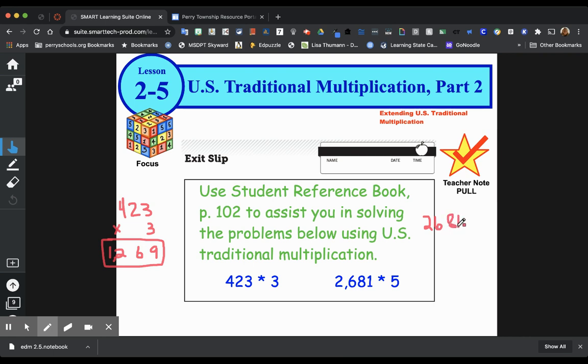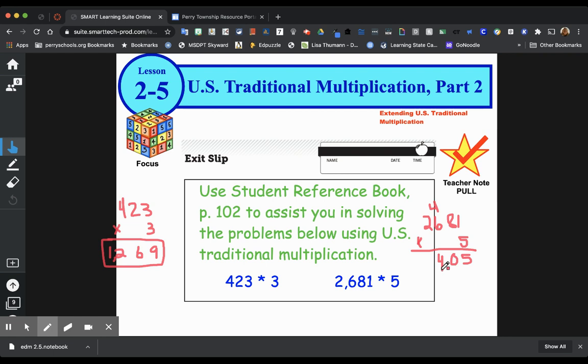2,681 times 5. I'm going to use that same method. We're doing the US traditional. So I'm going to do 5 times 1 ones, which is just 5 ones. 5 times 8 tens is 40 tens. So I'm going to write the 0 in the tens place and carry the 4 to the hundreds, because it actually means 400s.